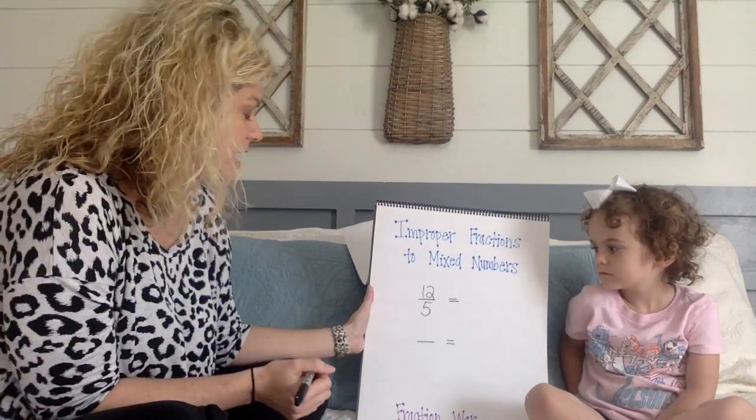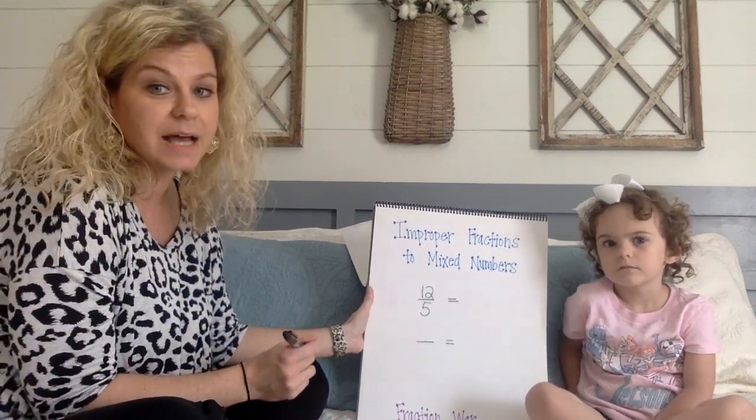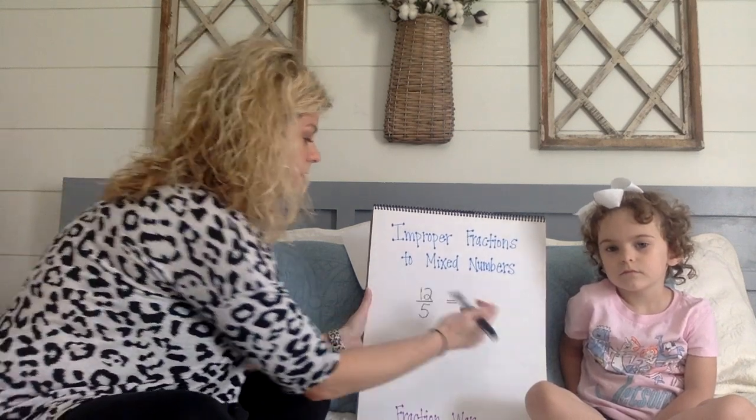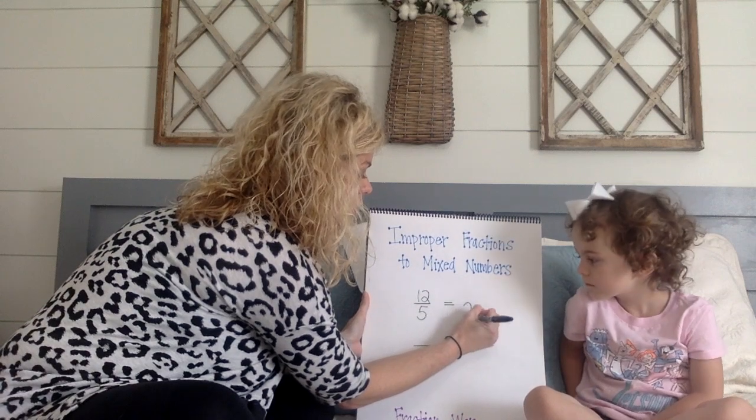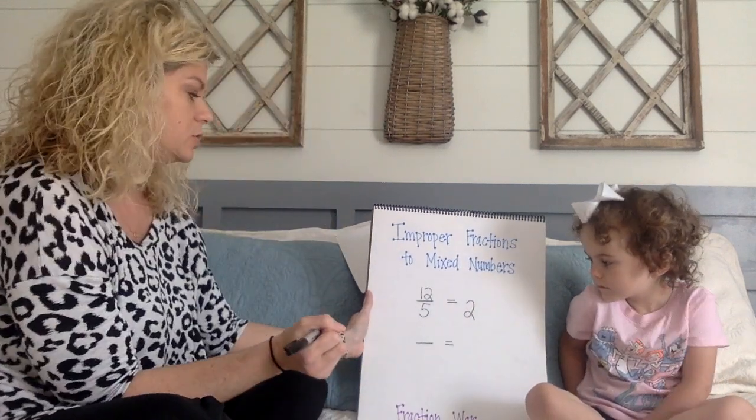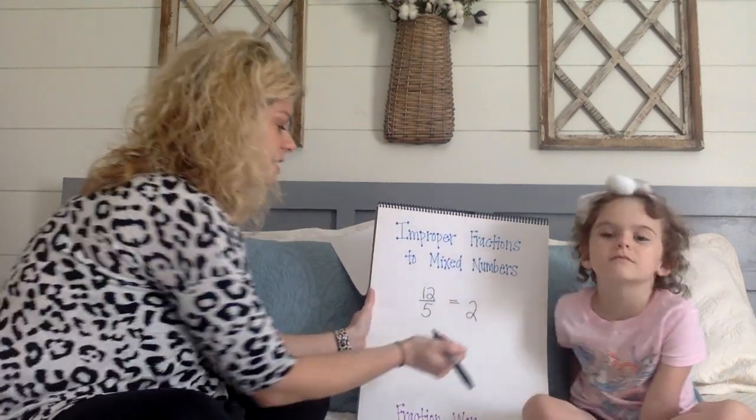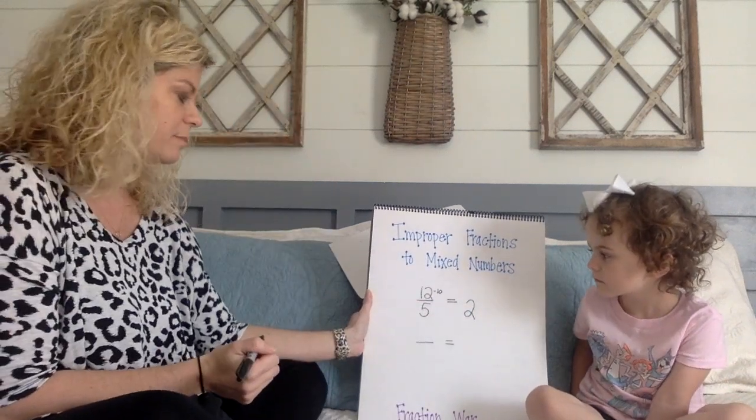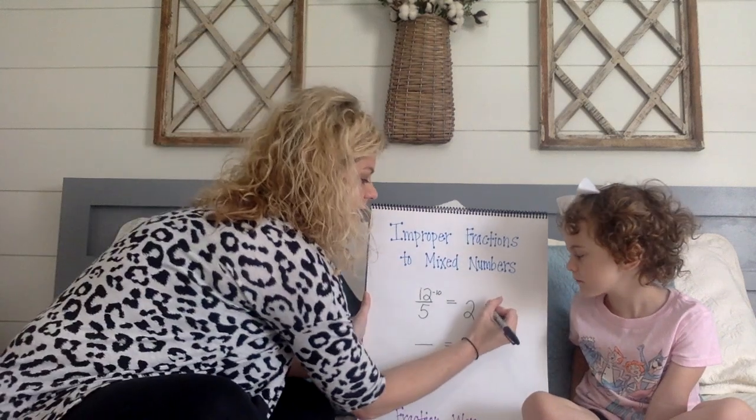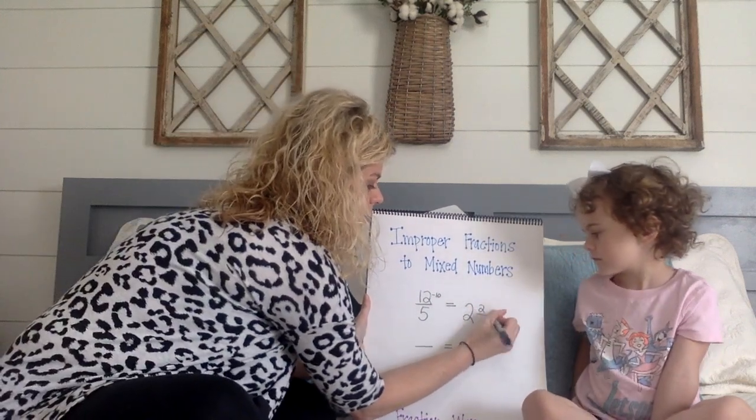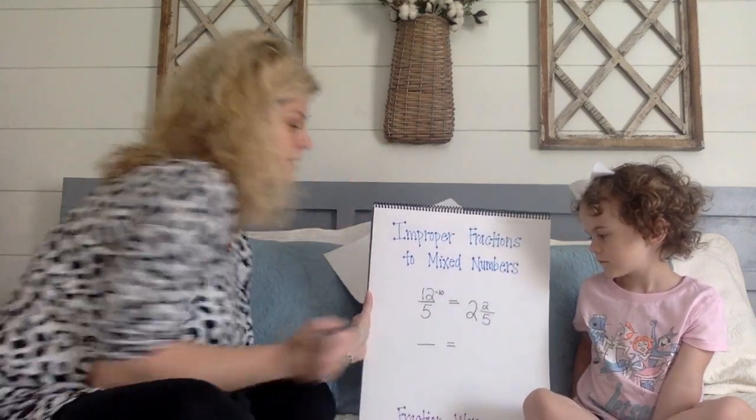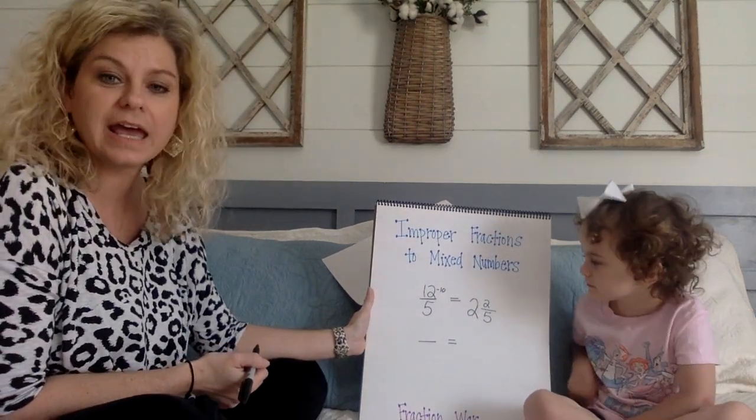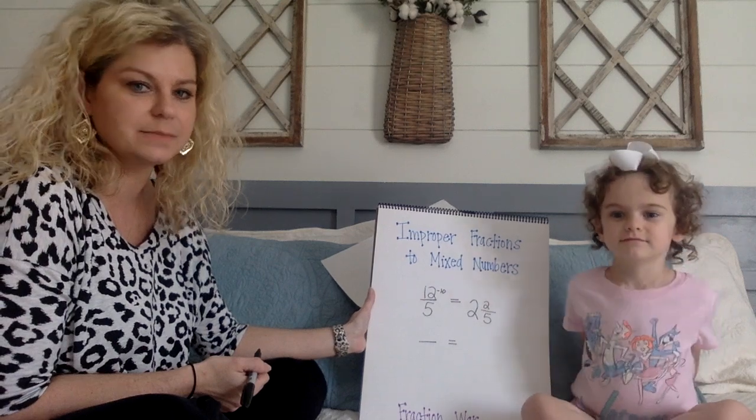To change that into a mixed number, I'm going to practice my division. How many times will 5 go into 12? It'll go 2 times. And 2 times 5 is 10. So I'm going to subtract that 10 from my 12. 12 minus 10 is 2. And then your denominator will stay the same. So 12 over 5 is the same thing as 2 2/5.